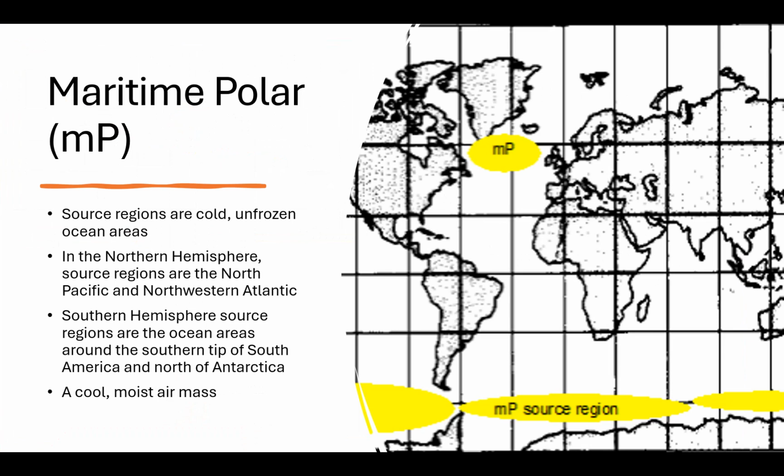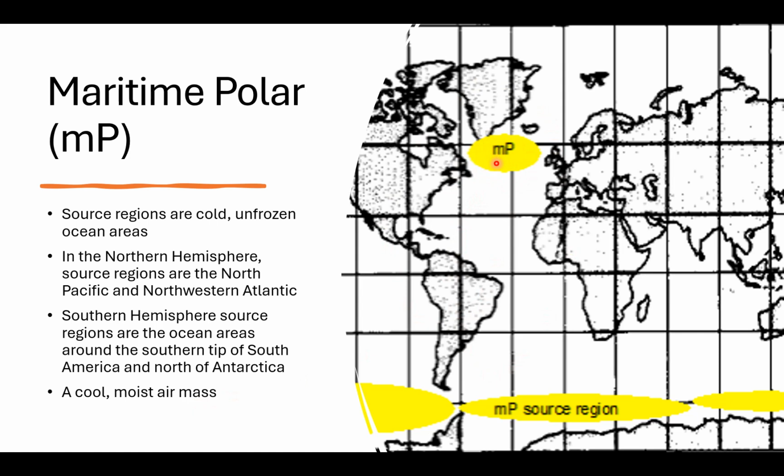Maritime polar air masses. Let's talk about these type of air masses. The source region for these is the cold unfrozen ocean areas. In the northern hemisphere, the source regions are going to be both the North Pacific and the northwestern Atlantic oceans. In the southern hemisphere, your source regions for maritime polar air are the ocean areas generally around the tip of South America, as well as north of Antarctica. And what is a maritime polar air mass? It's generally a cool and kind of damp air mass. It's cool and moist.